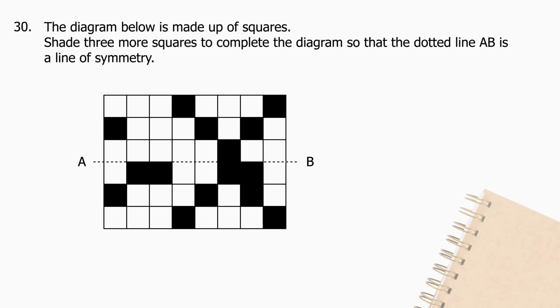Question 30. The diagram below is made up of squares. Shade 3 more squares to complete the diagram, so that the dotted line AB is a line of symmetry. The 3 shaded squares are shown in red.